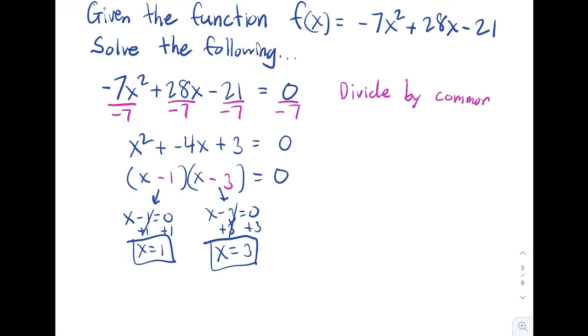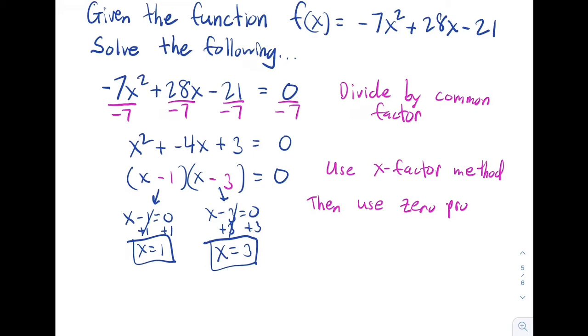Okay, so our steps to solve these types of equations are: divide by the common factor if possible. Then our next step, once we divide by the common factor, we use the x factor method to get our two parentheses. Then we use our zero product property to solve. All right, so we divide by the common factor, use the x factor method, and then we use the zero product property to solve.